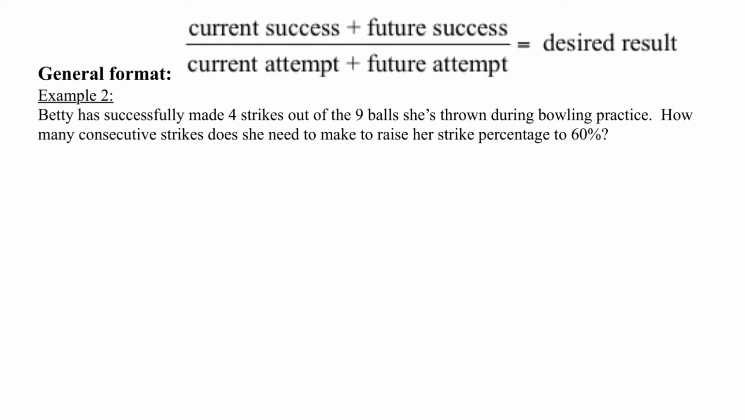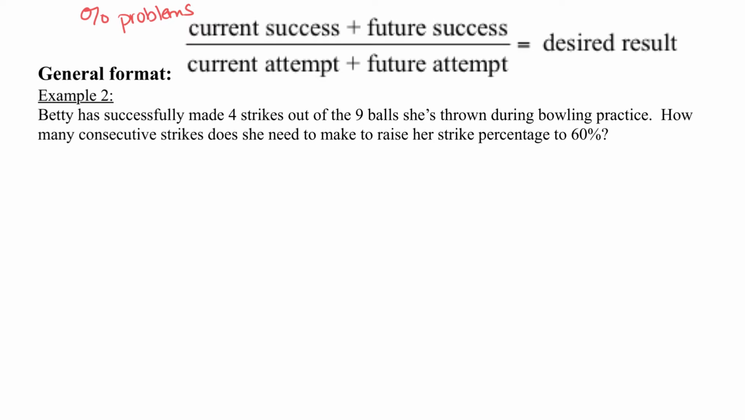Okay, this next example, I've put a formula up here. This is the general format that we're going to use, and this is going to come into play when you have percent problems, where we're trying to figure out what I need to do to make it a certain percent. In this example, Betty has successfully made 4 strikes out of the 9 balls she's thrown during bowling practice. How many consecutive strikes does she need to make to raise her strike percentage to 60%?